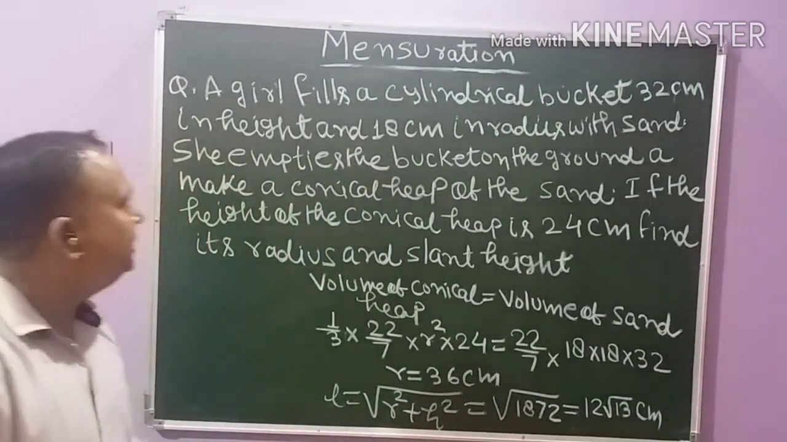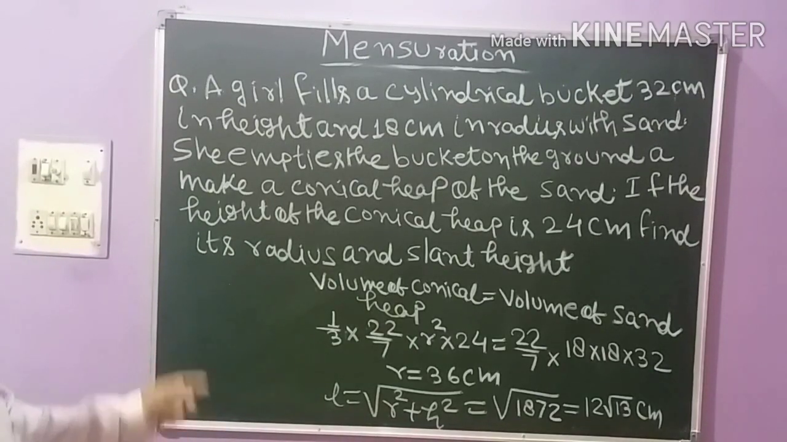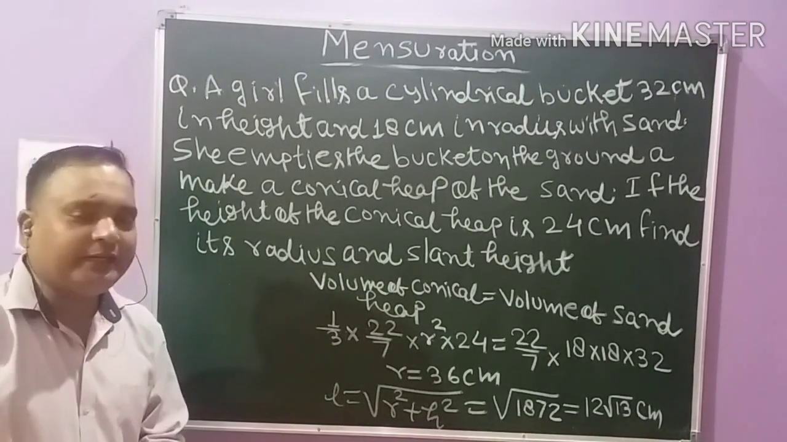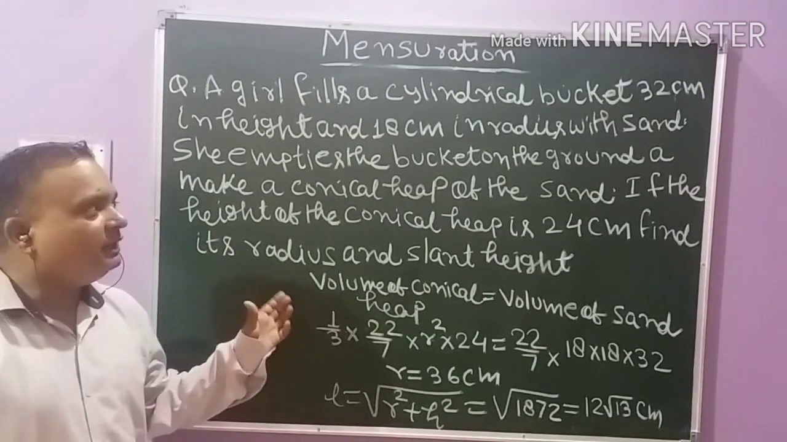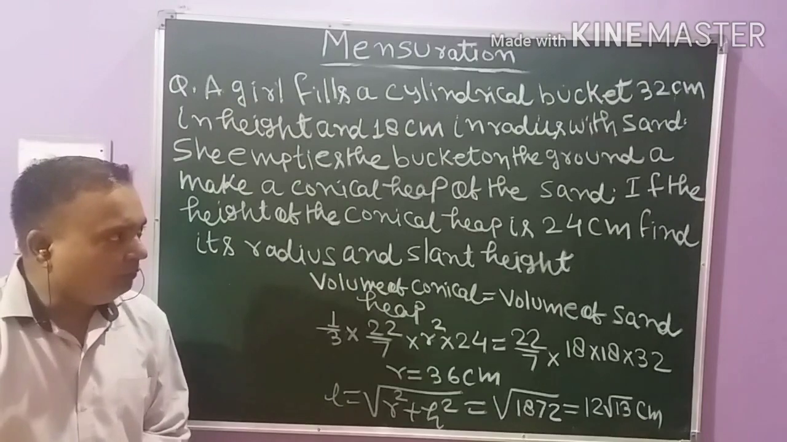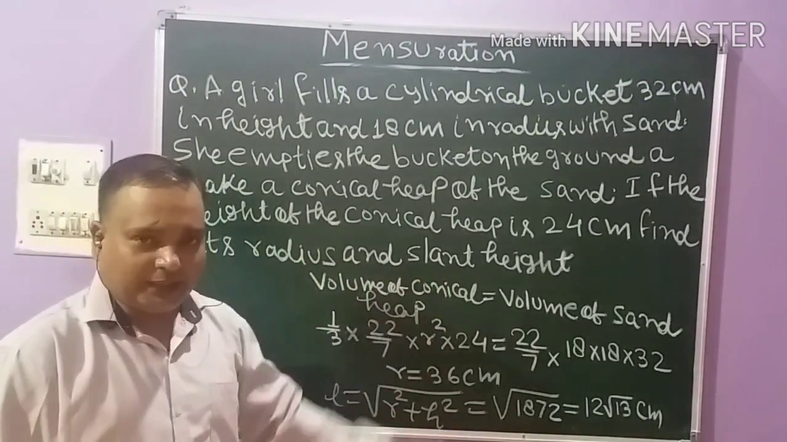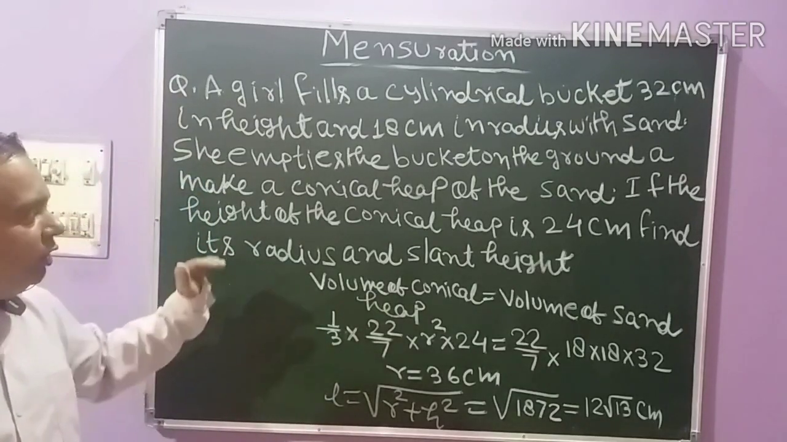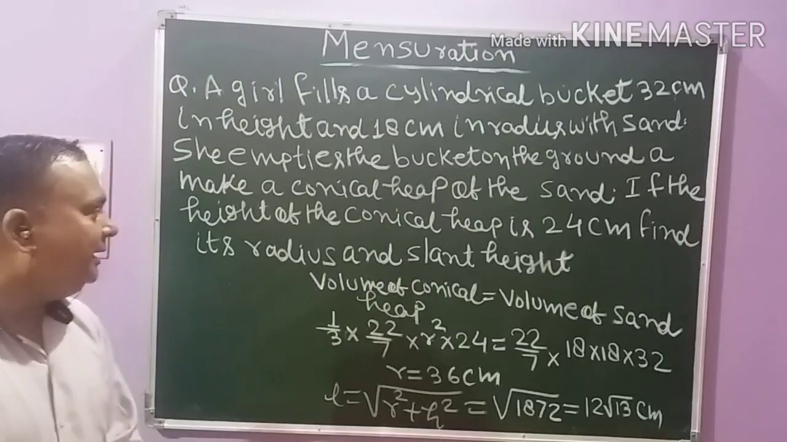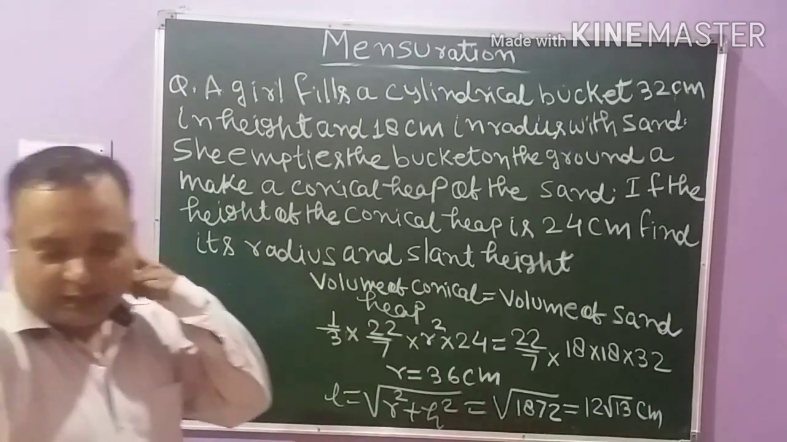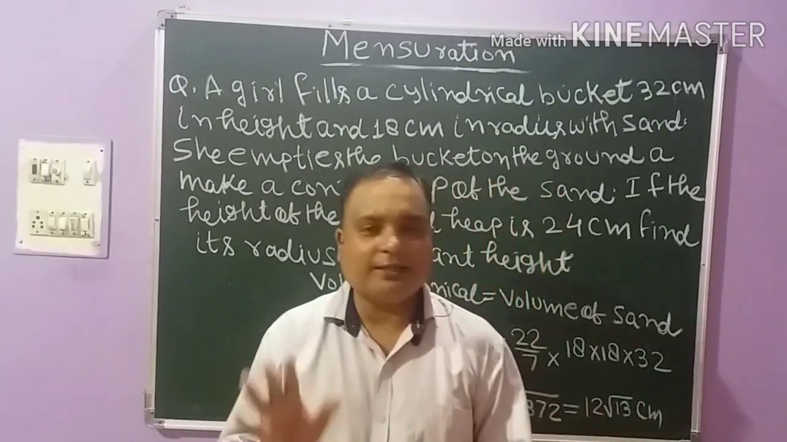Next question is, a girl fills a cylindrical bucket 32 centimeter in height and 18 centimeter in radius with sand. She empties the bucket on the ground and she makes a conical heap of the sand. If the height of the conical heap is 24 centimeter, find its radius and slant height. Before solving this question, first I will explain one example.